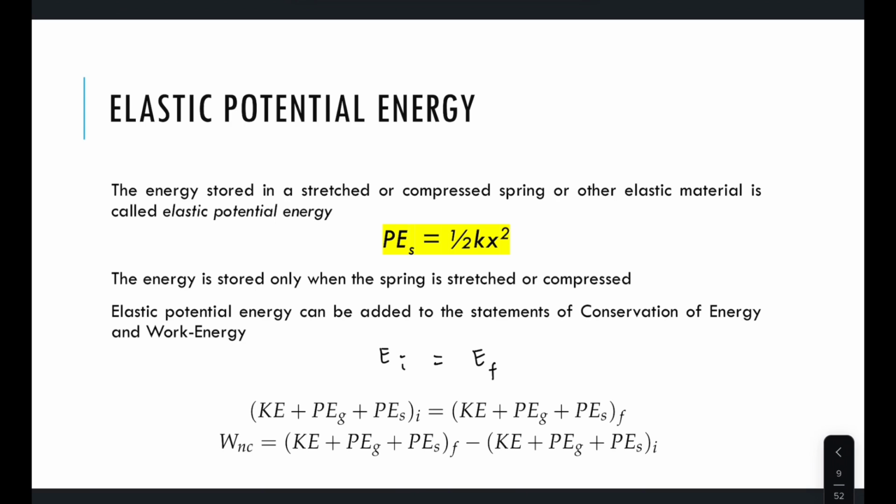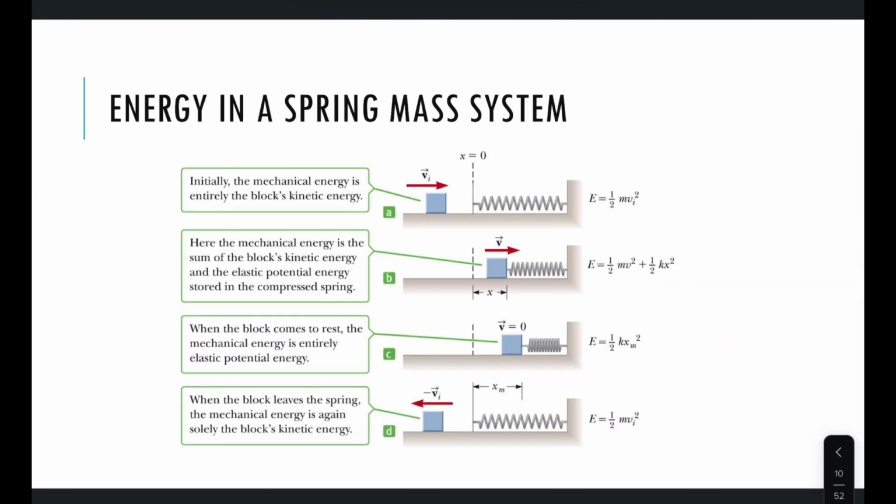Actually, the work energy theorem talks about WNC equivalent to delta E. Whenever WNC is 0, delta E will be equivalent to 0. That gives us the information that E final is equivalent to E initial. So, energy in a mass spring system.